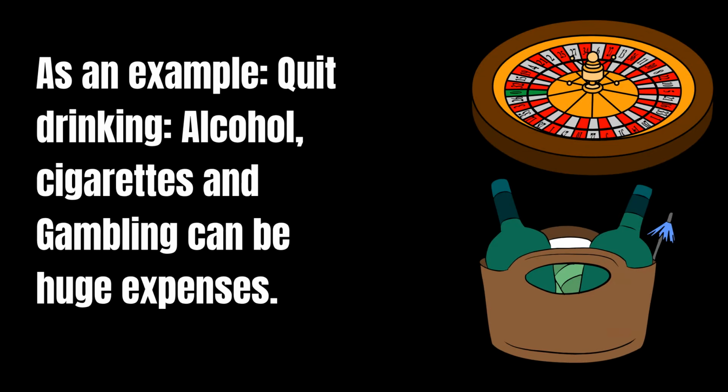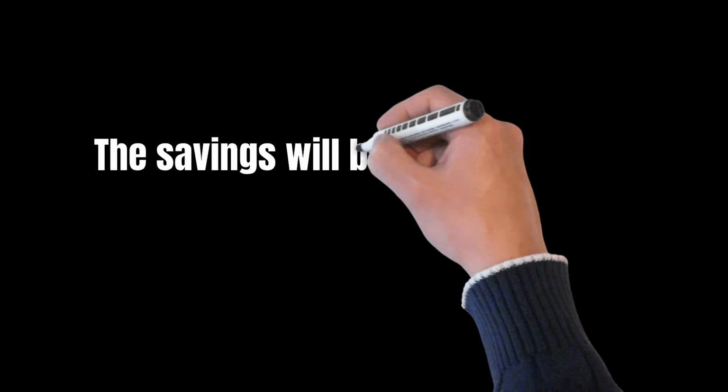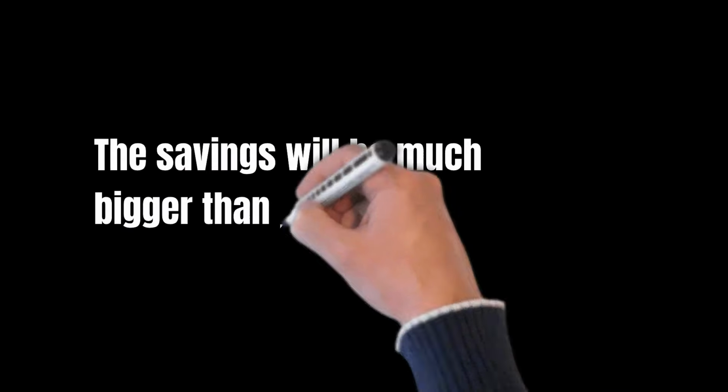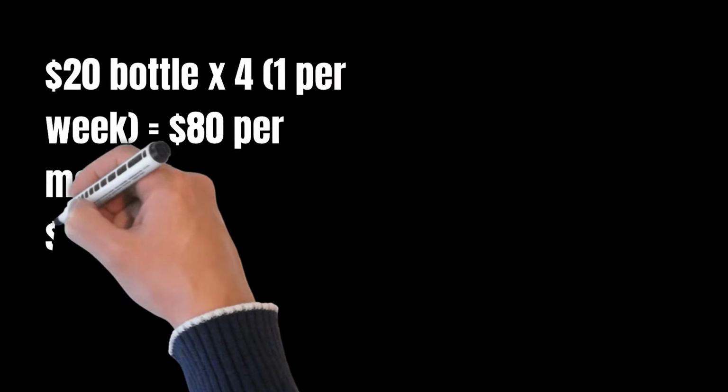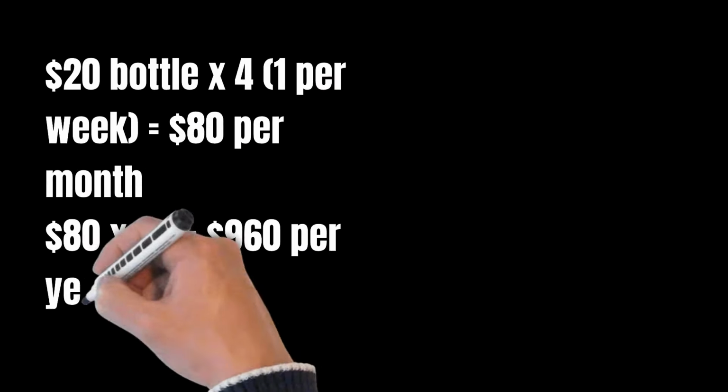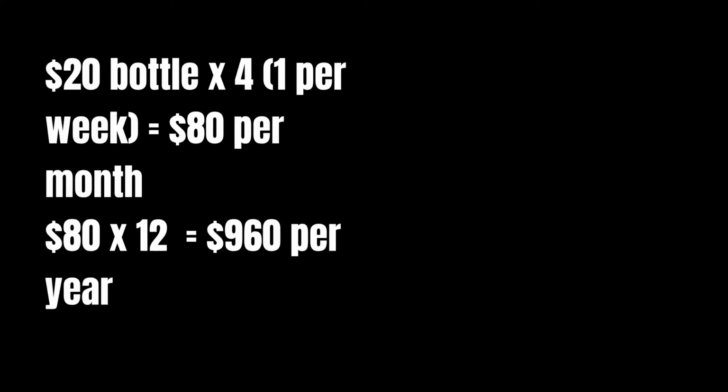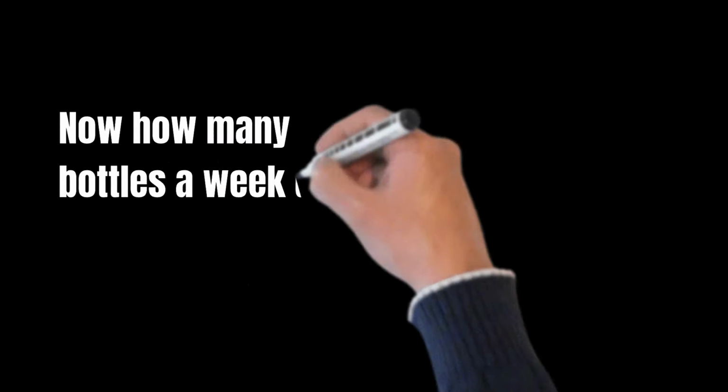I am not going to belabor this point, but look at your expenses on vices, alcohol, gambling, and cigarettes as examples. Cut back or quit entirely. The numbers will be massive. Calculate one bottle of wine or a case of beer a week, times 4, multiplied by 12. That's your annual savings.